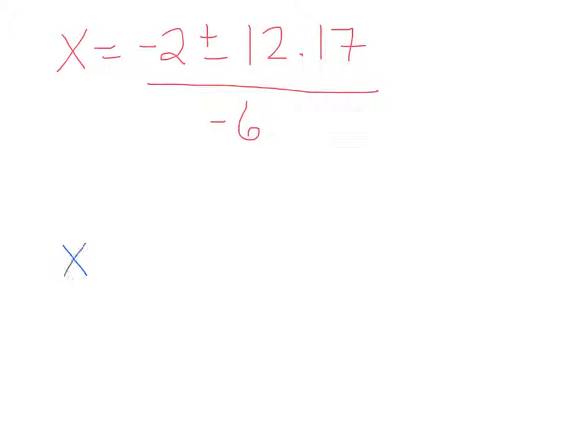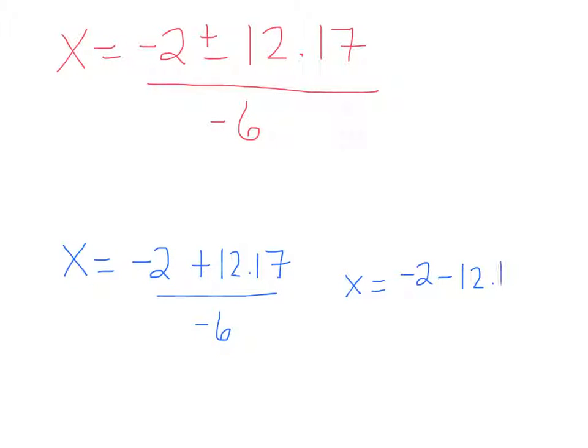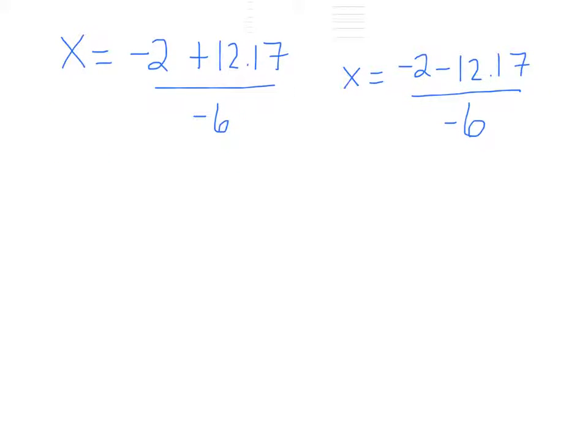And so I've got X equals, okay, and here's what you're doing. You're going to do negative 2 plus 12.17 divided by negative 6. And then you're going to do negative 2 minus 12.17 divided by negative 6. So I've got negative 2 plus 12.17, all divided by negative 6, right? And then my other equation is x equals negative 2 minus 12.17, all divided by negative 6, right? And so now all I have to do is figure out what each of these are.